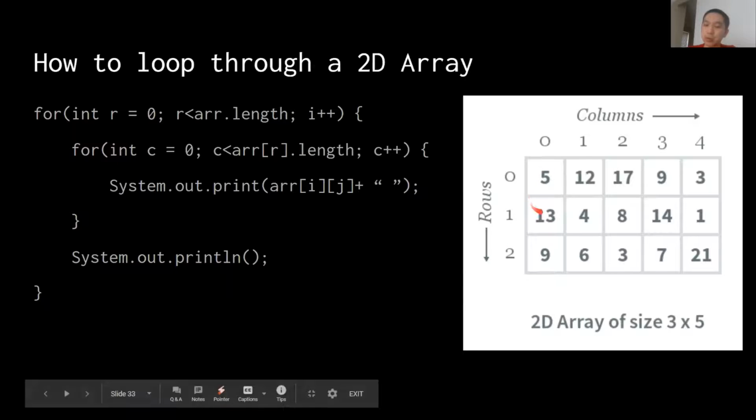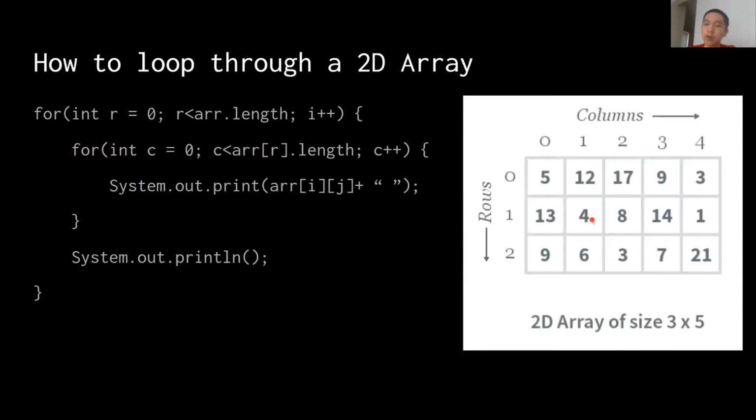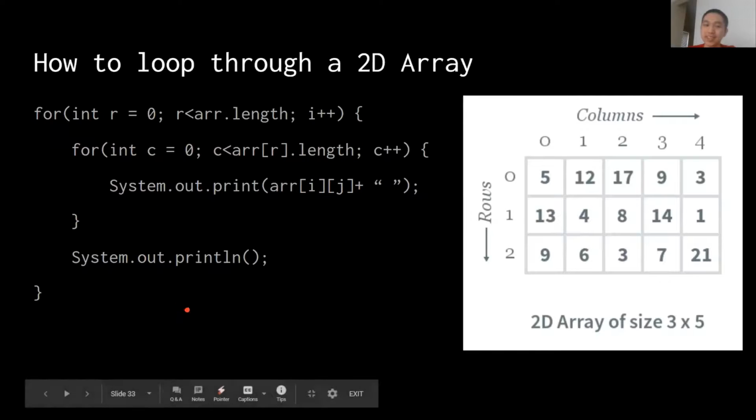So I'm at row 1 right now. So row 1, column 0, row 1, column 1, row 1, column 2, row 1, column 3, row 1, column 4. And then it leaves this for loop because C is equal to R dot length. So it's breaking out of this for loop and goes back into the big for loop. And then I'm at row 2. So 2, 0, 2, 1, 2, 2, 2, 3, and then 2, 4. So that's how you can loop through a 2D array. I'm just printing out all of the elements.